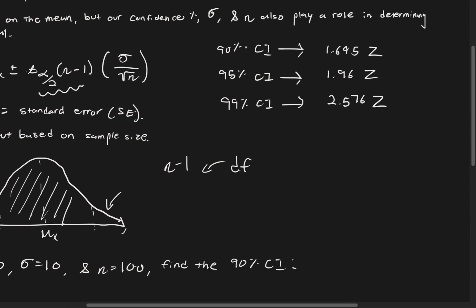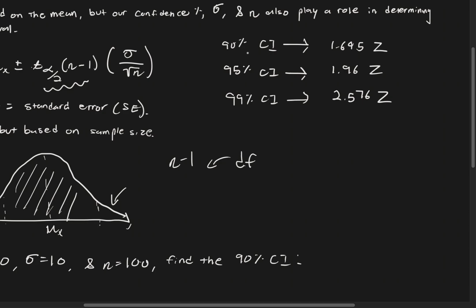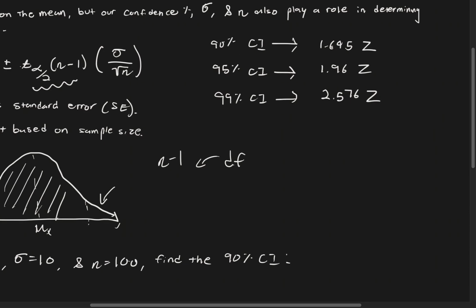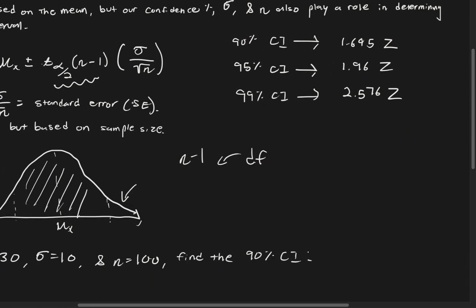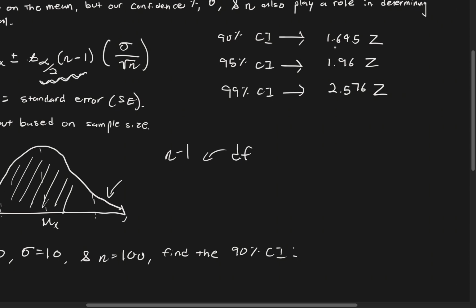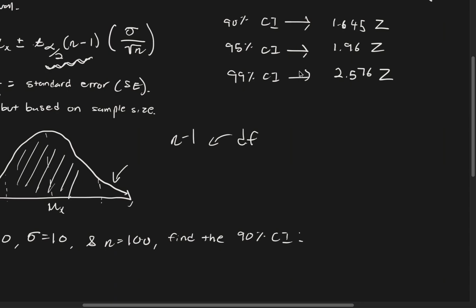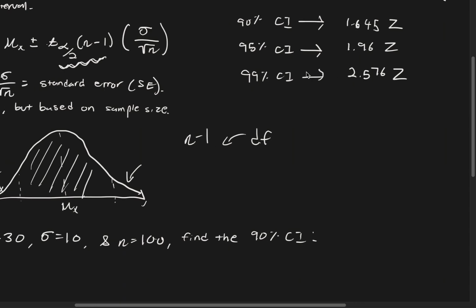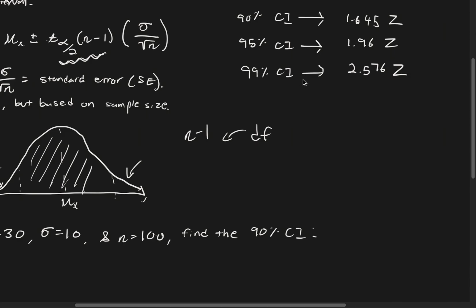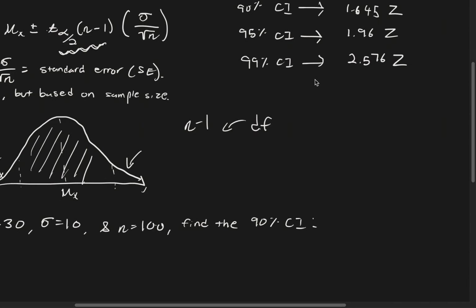So if the problem asks to calculate the 90% confidence interval, then we substitute this part right here with 1.645. I'm sorry, let me just rewrite that. The most common confidence interval we usually use, at least in my experience, is the 95% confidence interval, with a 1.96 z-score, and for the 99% confidence interval we'll use a fairly high z-score number.